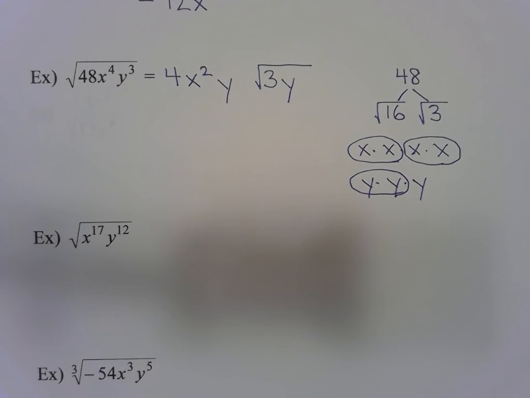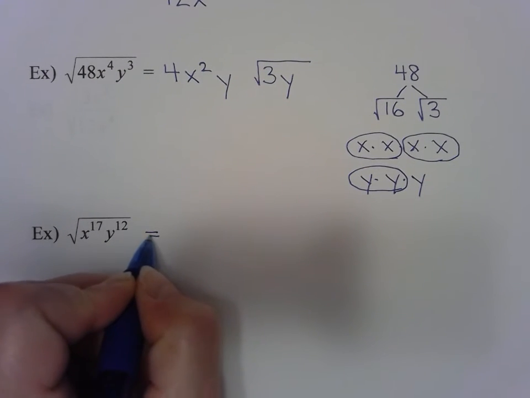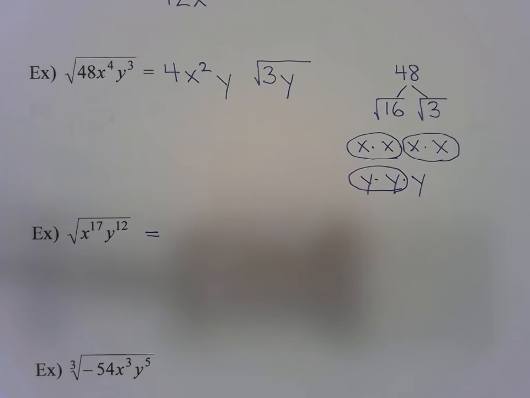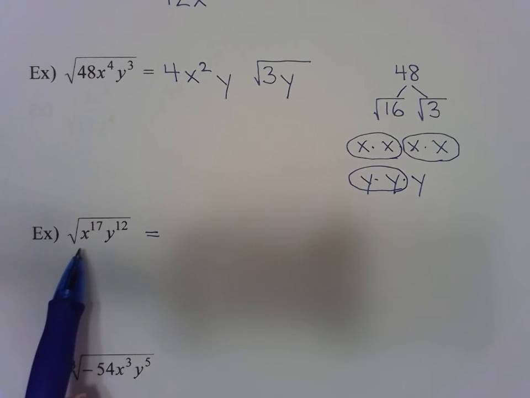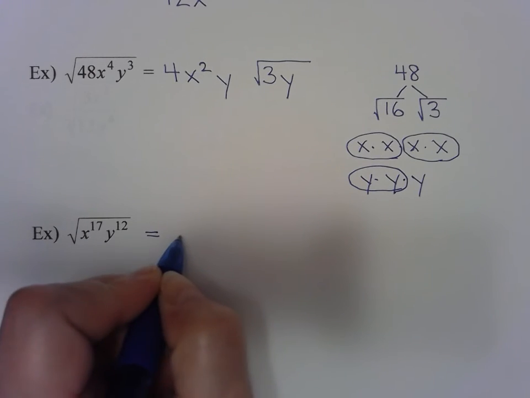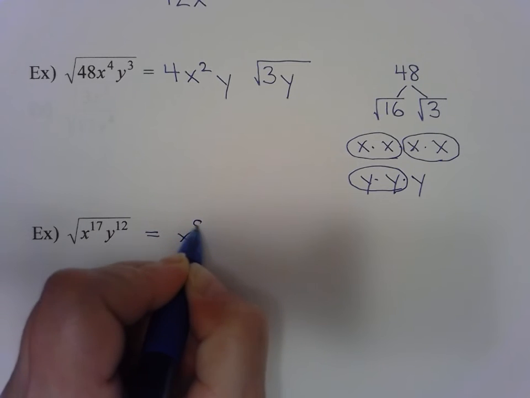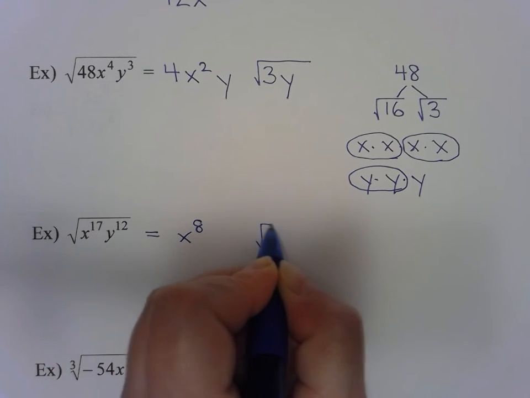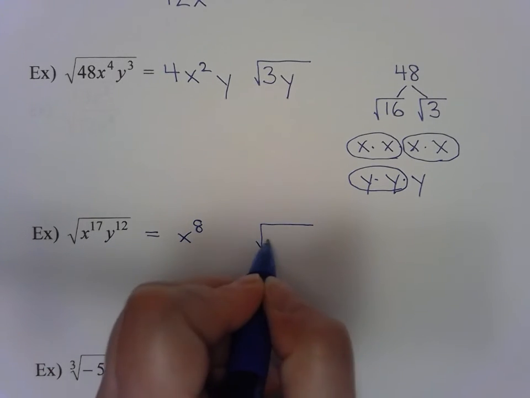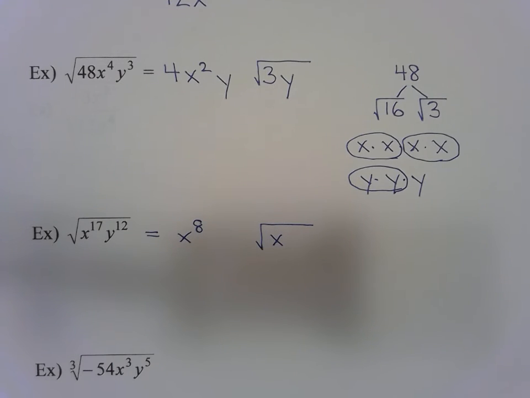Okay, let's do the same thing here. If I have the square root of x to the 17th, y to the 12th, how many x's can come out? How many pairs can I make out of 17? 17 divided by 2, I can make 8 pairs. 8 pairs would be 16, so I'm going to have one x left over.